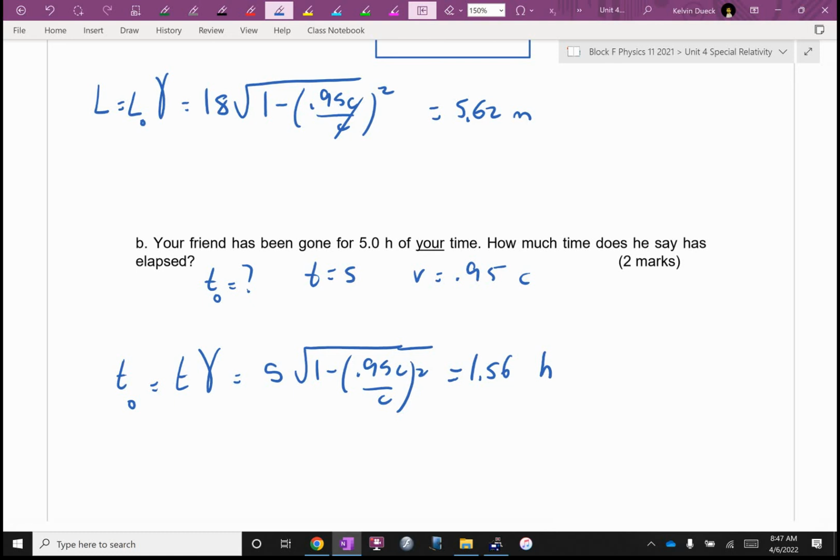This is what we said about Einstein's equations. They're unit independent. If you put in hours, you'll get hours out. If you put in days, you'll get days out. Put in years, you get years out. Here we put in hours, okay? I had somebody last block say to me, Mr. Dewick, that's 1 hour, 56 minutes, right? Is 1.56 hours the same as 1 hour, 56 minutes?